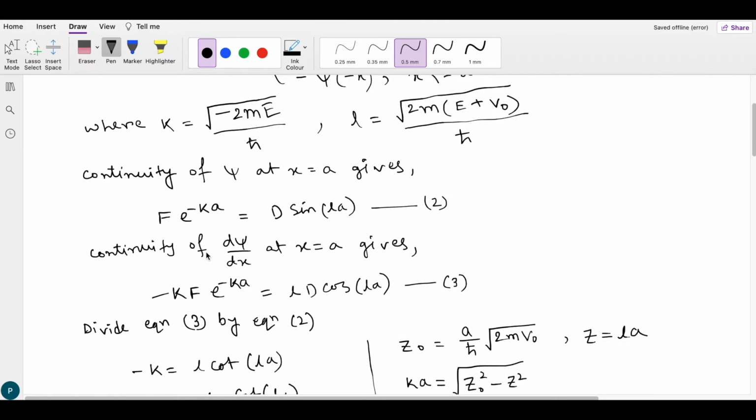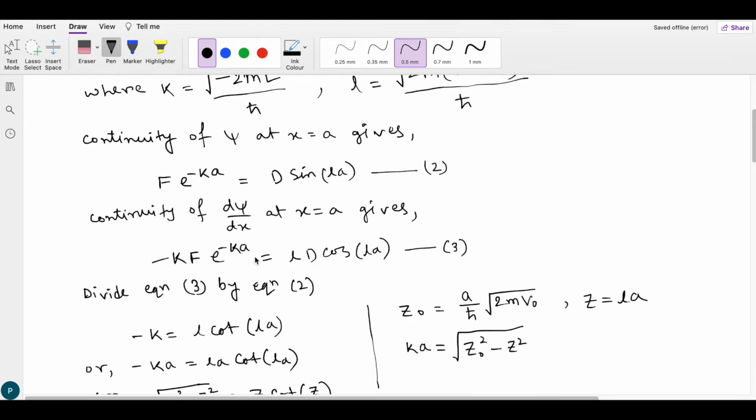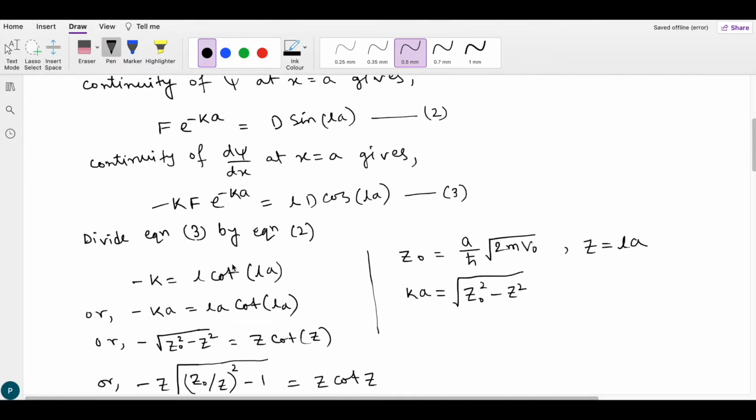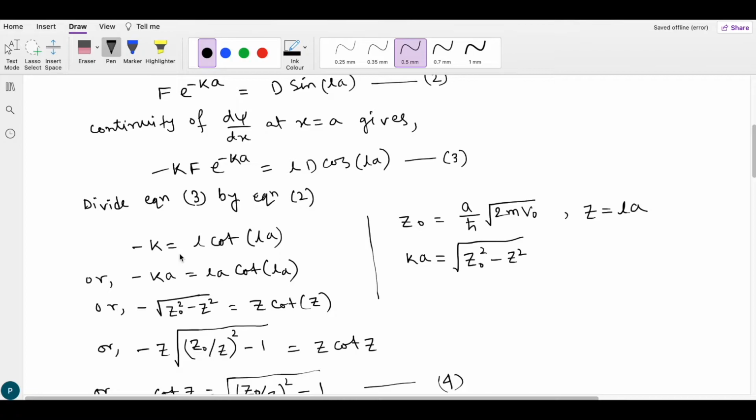So continuity of psi at x equals a gives F e to the power minus ka equals D sine la, and continuity of d psi by dx at x equals a gives minus k F e to the power minus ka equals l D cos la. Now if I divide equation 3 by equation 2, we get minus k equals l cot la.